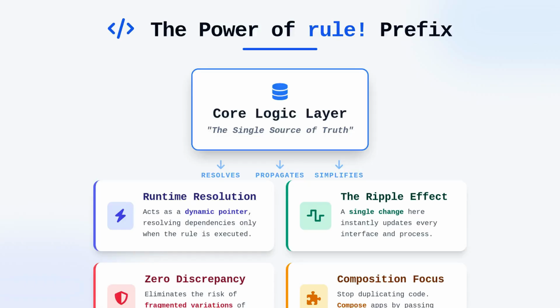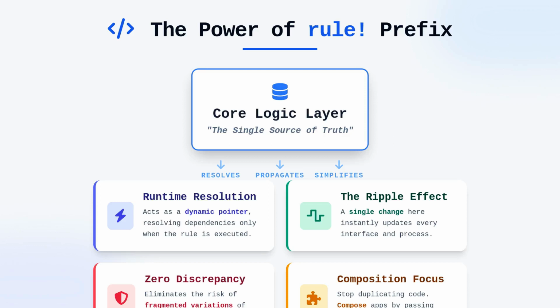One of the most powerful features of these objects is the ability to invoke them throughout your application using the rule prefix. This convention allows the Appian engine to resolve the dependency at runtime, effectively creating a pointer to your shared logic layer. Because every reference points back to the original object, a single change to the core rule body ripples across every interface or process that utilizes it.